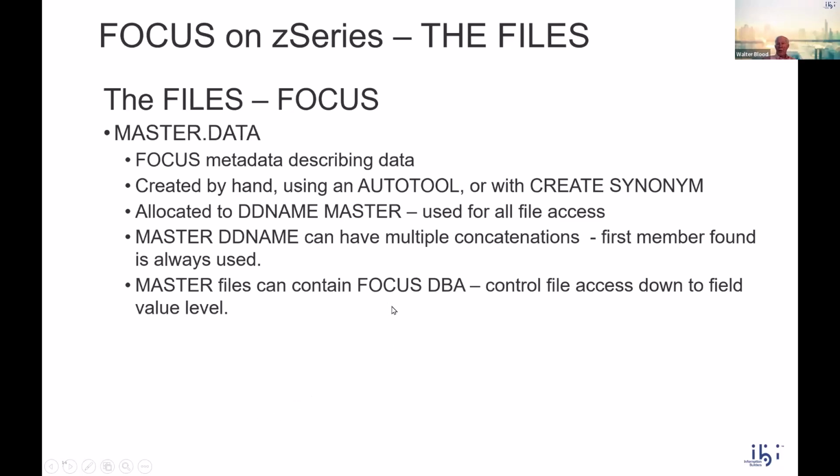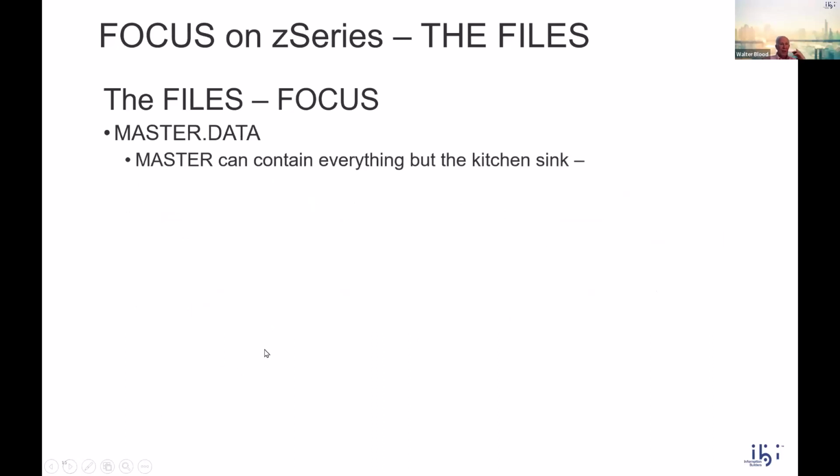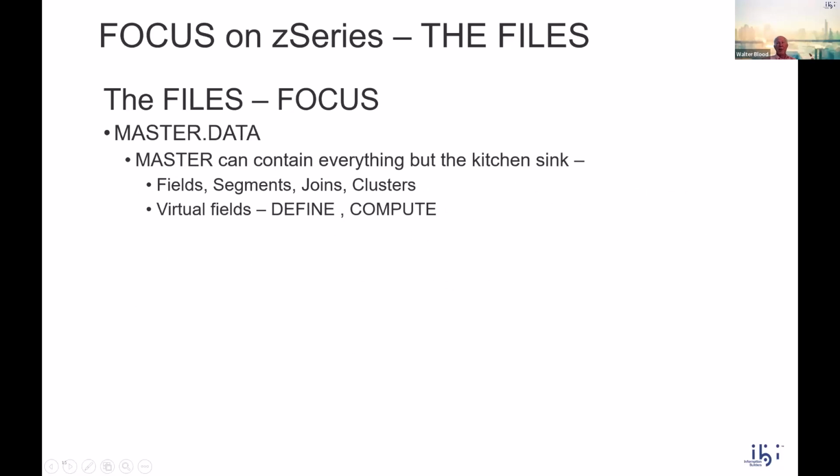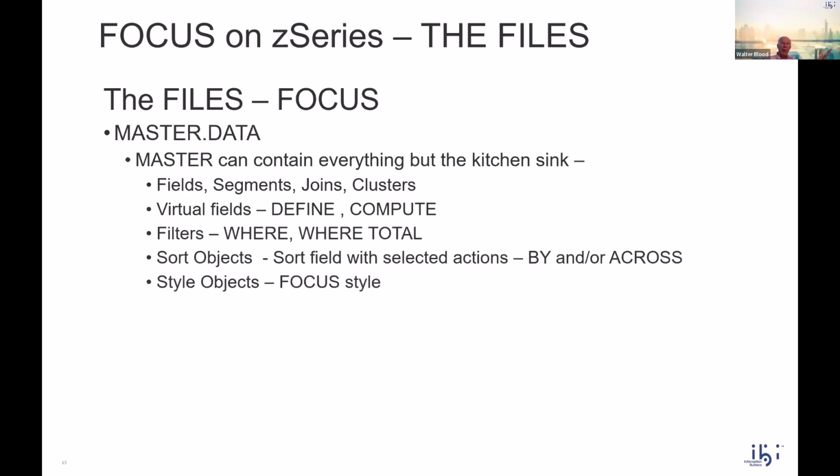Master files contain focus DBA, really critical stuff. This gives you control in the file down to the field value level, right? And that's actually pretty important. Now, the master file can also contain pretty much everything but the kitchen sink. Now, what do I mean? It has metadata about fields, segments, joins, clusters, virtual fields, defines and computes, filters, where and where total, sort objects, bys and acrosses, style objects, focus style, join, cross-reference segments.